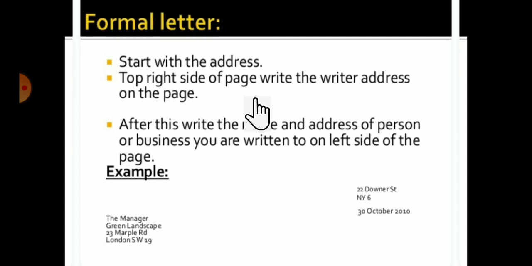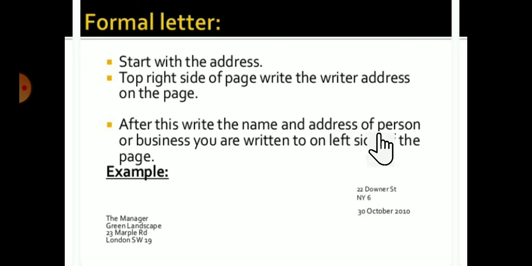After leaving one line, you have to mention today's date. Then you have to leave again one line. Then you have to mention, in the middle part on the left side of the page, the receiver's address, the person to whom you want to write the letter. Understood? To whom you want to write the letter, his address should be mentioned in the middle portion, on the left side of the page, just below the date.